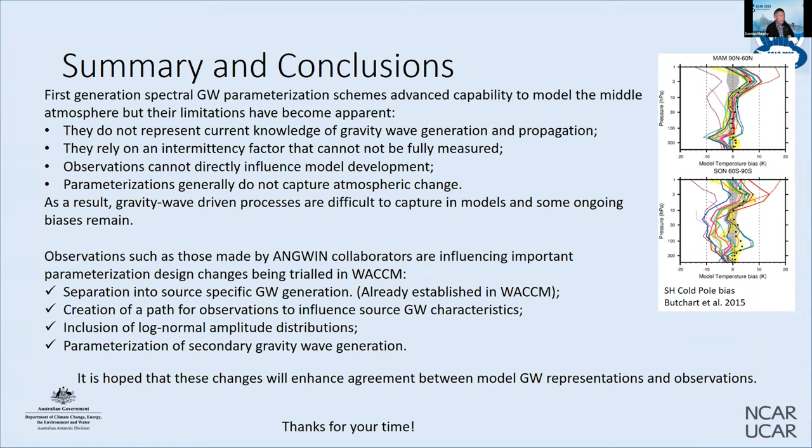So what does that all mean? The first generation of spectral gravity wave parameterization schemes advanced capability in models for the middle atmosphere, but they have limitations, and those limitations are becoming apparent. They don't represent the current knowledge of gravity wave generation and propagation. They rely on some intermittency factors that can't be fully measured because of instrumental filtering effects and various things. And the observations can't directly influence model development because the two are moderately incompatible.